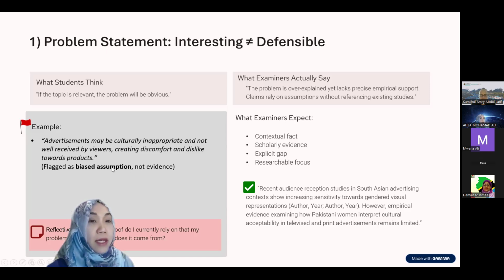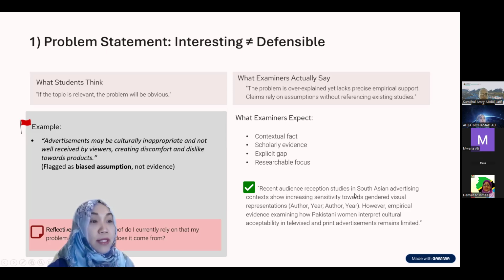So this would be something that examiners reject because it sounds intuitive. There's no data, there's no citation, and the researcher is just masquerading it as fact. What we want is that it must be contextual facts. It has scholarly evidence. It has an explicit gap, and it is researchable. This one is vague. It has no boundaries. There's no demonstration of searching. So a good revised version would be this one.